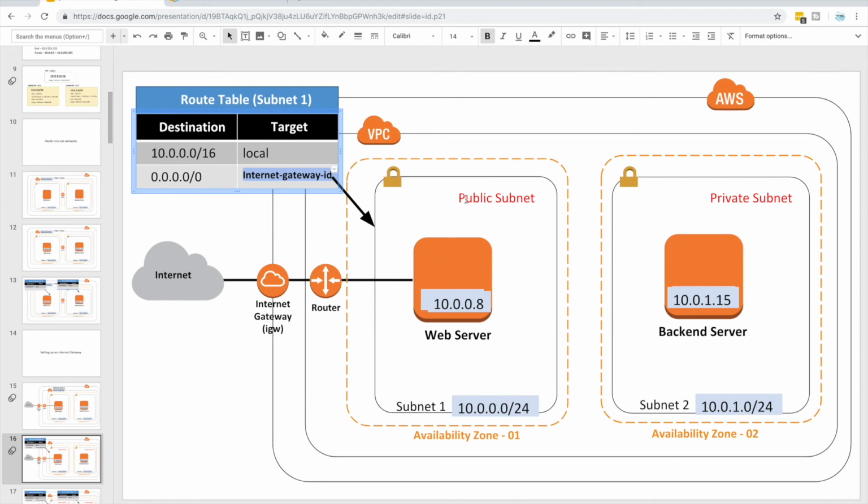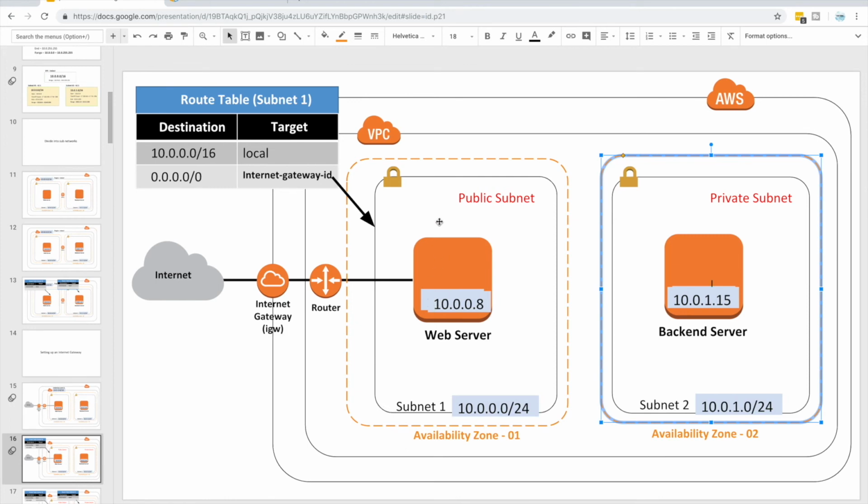Now guys, can you see I have named this subnet as public subnet. Why did we call it a public subnet? We call a subnet a public subnet if it has an internet gateway attached and the route table has an entry to the internet gateway. We call a subnet a private subnet if it does not have an internet gateway attached or it does not have any routing rule to the internet gateway. So our second subnet is a private subnet because it does not have any association with the internet gateway. Hope it is clear.